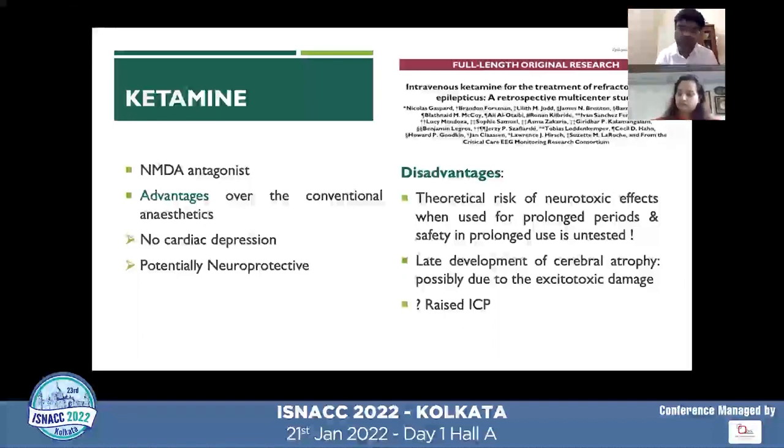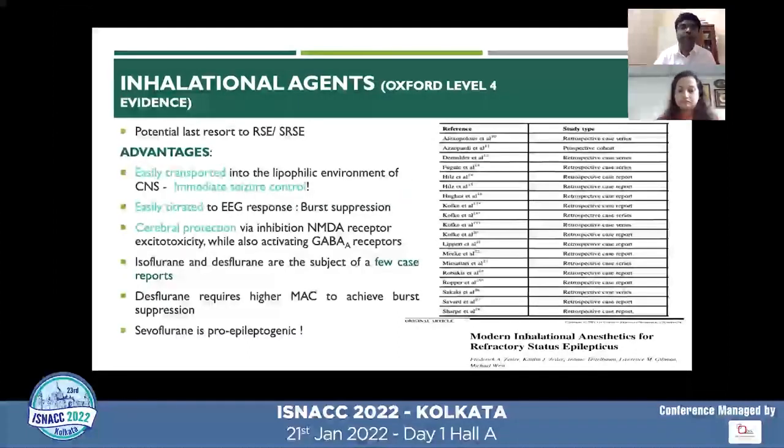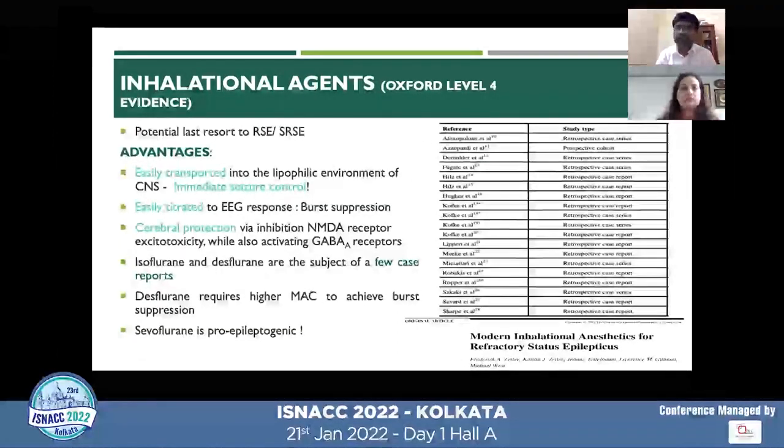And one of the disadvantages has definitely been raised ICP with ketamine. However, the recent literature does not support this adverse effect. Inhalation agents. Now, it is one of the potential last resorts for the treatment. The advantages are that they are easily transported to the CNS, which is why there is immediate seizure control. They are easily titrated to burst suppression and have a cerebral protective effect.